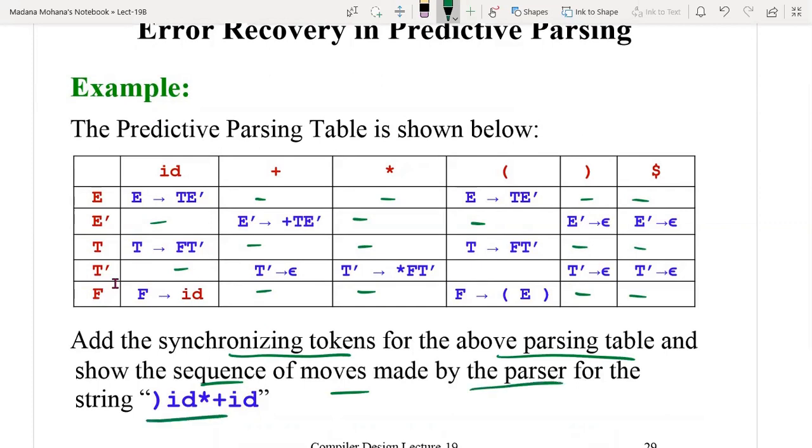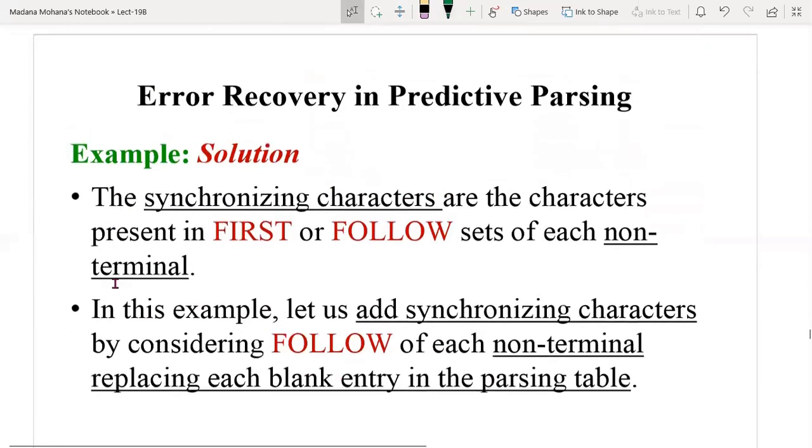for the string. This problem, the sequence of moves made by the parser, we discussed at the start of the predictive parser, the working of the predictive parser with one algorithm, for the string id plus id into id, which we demonstrated. We will use the same process here. Now the string is different: right parenthesis id into plus id. For this string, we can do the parsing by adding synchronizing tokens in the parsing table.